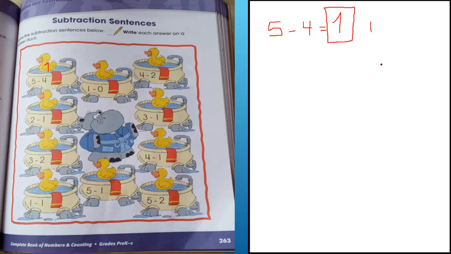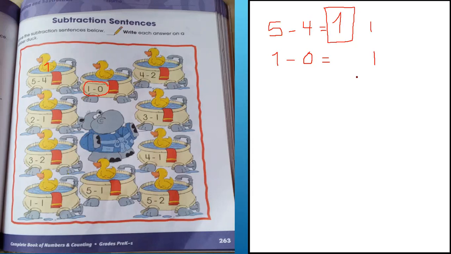Yes, I got it. So let's continue. Excellent, very good. So let's continue with the second subtraction. We have this one, 1 - 0. Equal. Okay. So we have to draw one line, just one.